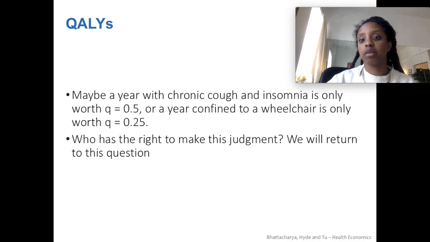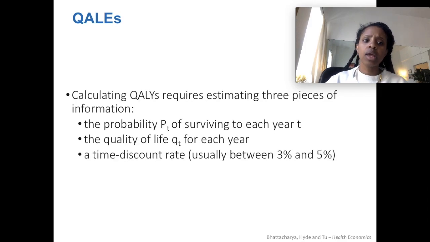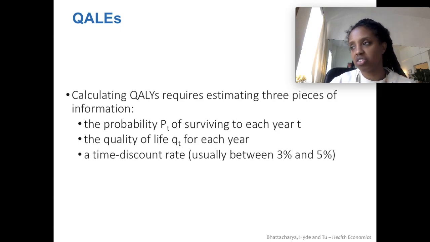And there are a lot of different ways that people have addressed that question, and we'll come back to discuss it. But, so calculating the QALY requires 3 pieces of information: the probability of surviving, the quality of life, and also a time discount rate to know how much 10 years into the future should be weighted versus today.